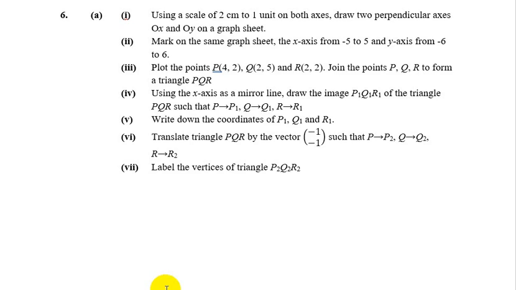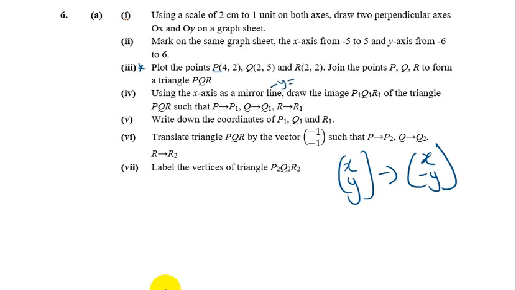Now they are saying, let's start from here straightforward, that we should plot this. After we plot it, we are using x-axis as a mirror line. If the x-axis is the mirror line, it is the same as the line y equals 0. So the formula will be (x, y) maps to (x, -y). So x-axis as a mirror line means the line y equals 0, so y becomes negative. So this is the formula we use.